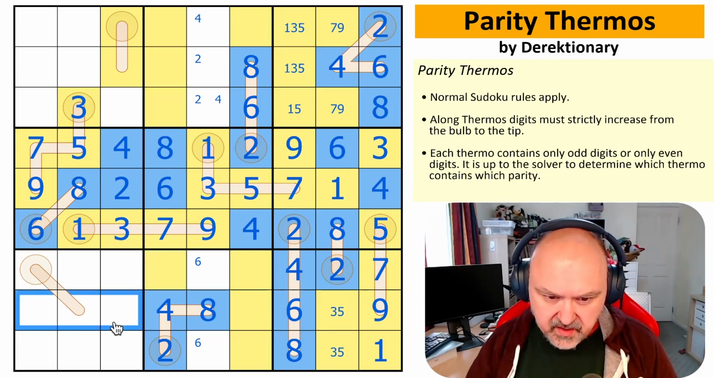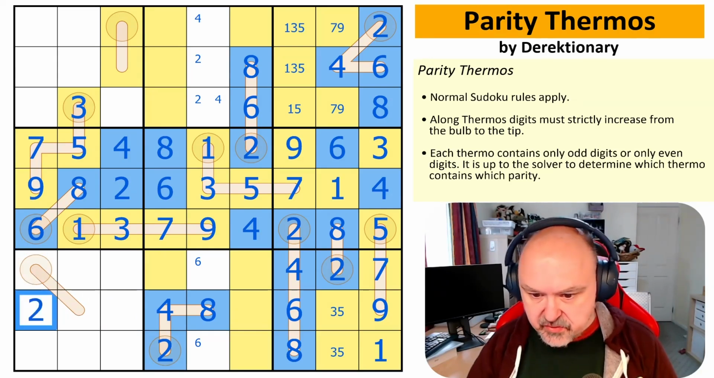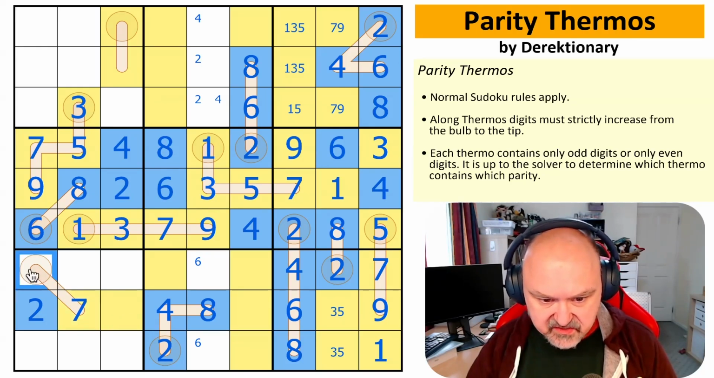Now, I did have to put a 2 down here, and that's right, I had to put a 2 across here because of the 2s that I already have. I can't put it there, and if I put it there, that would be a 0. So that's the 2 for the row. And that means these are both odd. This is 7 or 9. This is a 7 because it sees the others. That's right. And this is 1, 3 or 5, which means that is odd.